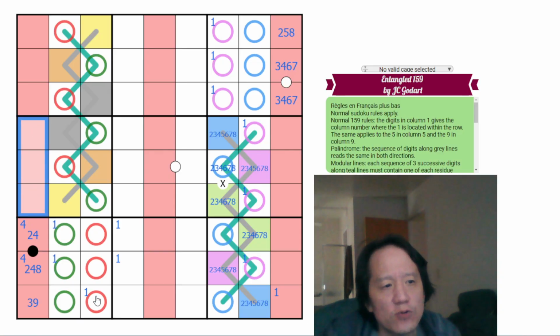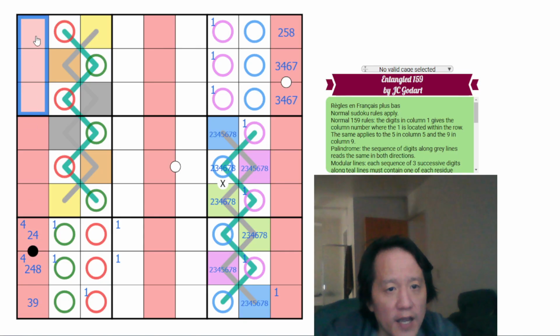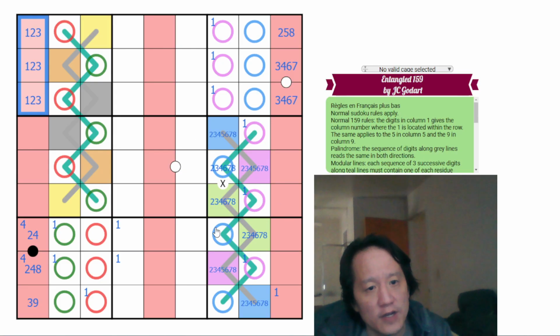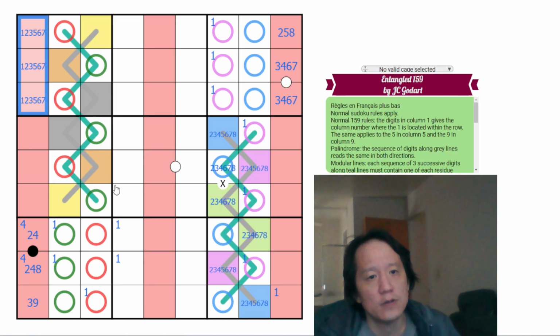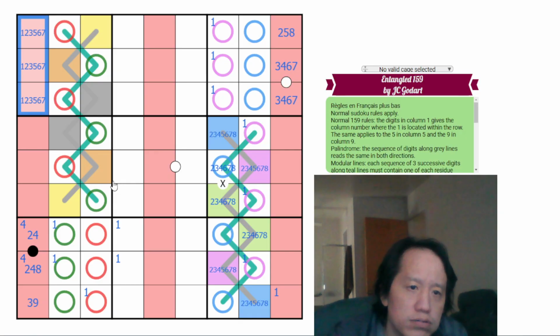So this is 8 or 9. If this is 9, this becomes 3, 4, 8. If this is 8, this becomes 2, 4, 9. So this cannot have 8 or 9 in it. So this is 1, 2, 3, 5, 6, or 7. So 1 of 3 or 6, 1 of 2 or 3, and 1 of 1 or 7.